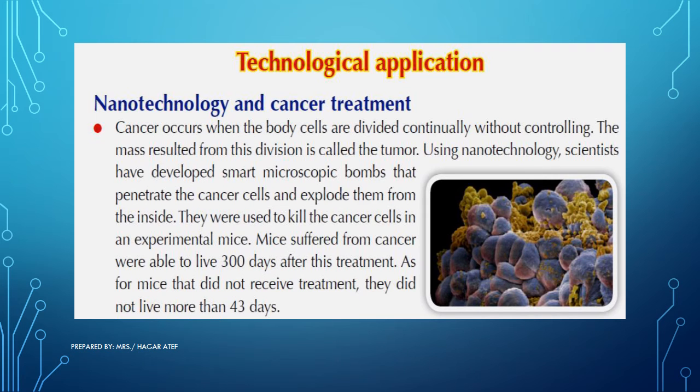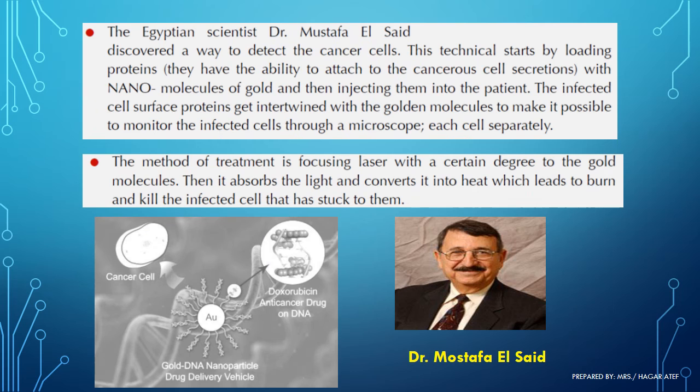Technological application: nanotechnology and cancer treatment. Cancer occurs when the body cells are divided continually without control. The mass resulting from this division is called a tumor. Using nanotechnology, scientists have developed smart microscopic bulbs that penetrate the cancer cells and explode them from the inside. They were used to kill the cancer cells in experimental mice. Mice suffering from cancer were able to live 300 days after this treatment. As for mice that didn't receive treatment, they did not live more than 43 days.